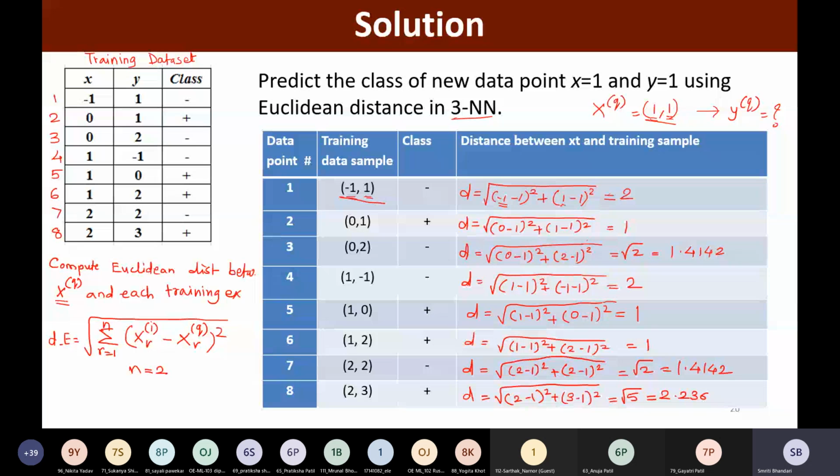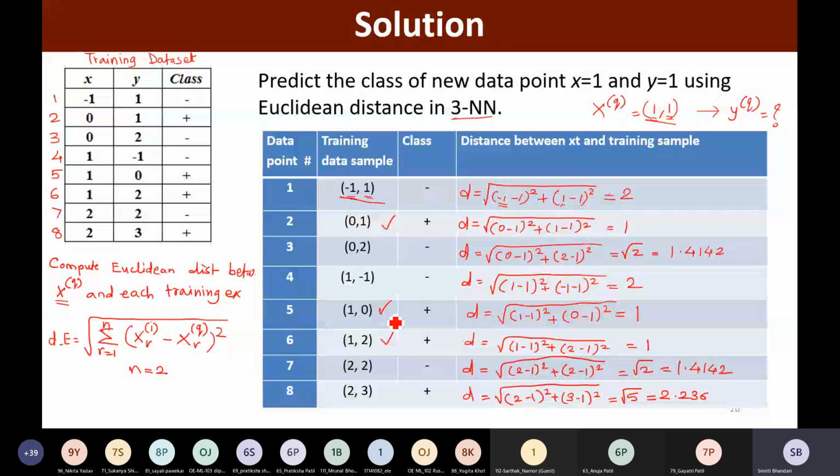Now, what next we would like to do? We want to find out 3, k equal to 3. So we want to find out 3 nearest samples based on this, right? 3 nearest. So what is the minimum distance that we have computed? 1. So we are having 3 samples here with distance equal to 1. So these 3 are closest, right? So we need to select this, this and this. These 3 are closest, right?